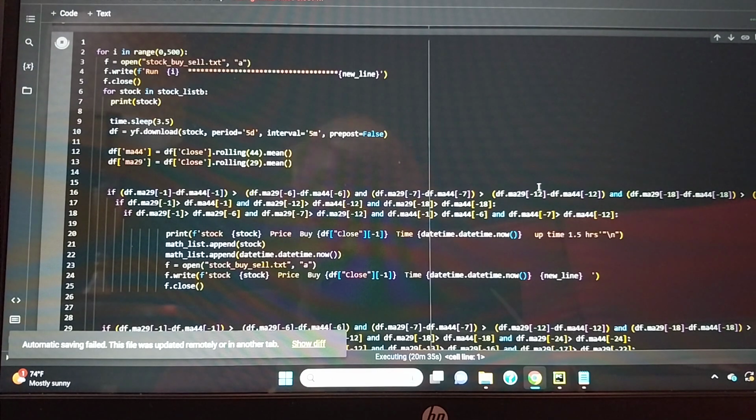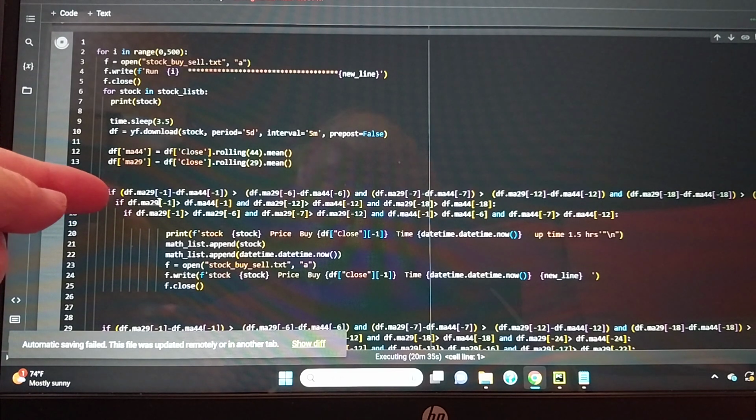And, well, you know what? I could probably change that. But anyways, I'll look at that later. And the second line is similar. We want to make sure that it's going up.